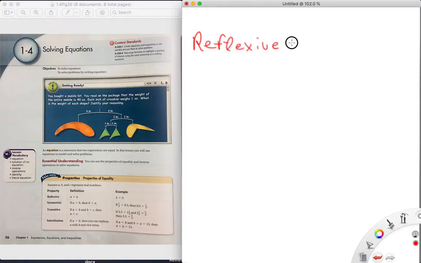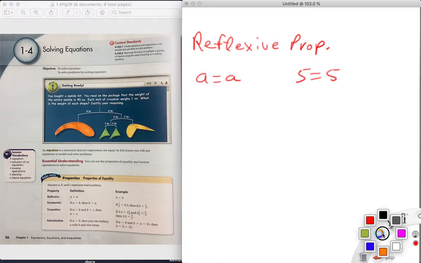And the reflexive property says that if I have some letter A, it's always going to be equal to itself. A is equal to A. So if I have the number 5, well then the number 5 will be equal to the number 5. It's like looking into a mirror. Reflexive property. Then we have the symmetric property.